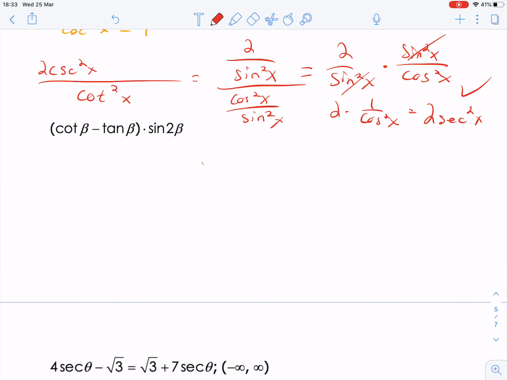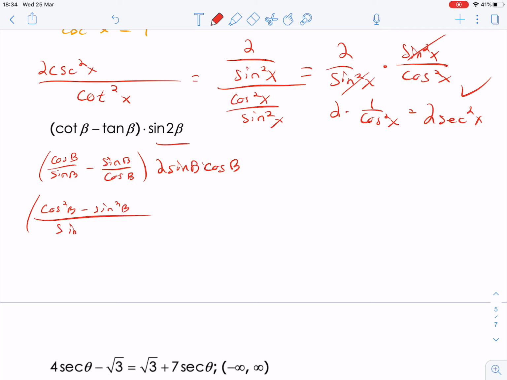All right. Let's do this one now. So we get cosine of b over sine of b minus sine of b over cosine of b. All this times 2 sine of b cosine of b. I just used the double angle identity. All right. Let's get the same denominator. So cosine squared b minus sine squared b all over sine of b cosine of b. And this is going to be multiplied by 2 sine of b cosine of b. So cancel. So we get 2 times cosine squared b minus sine squared b.